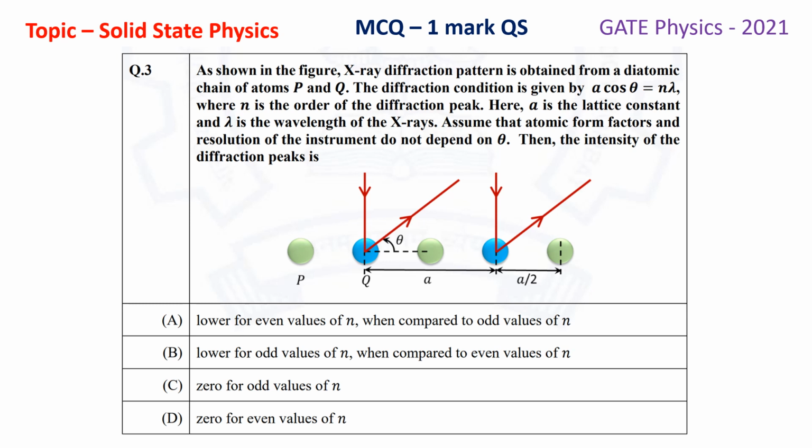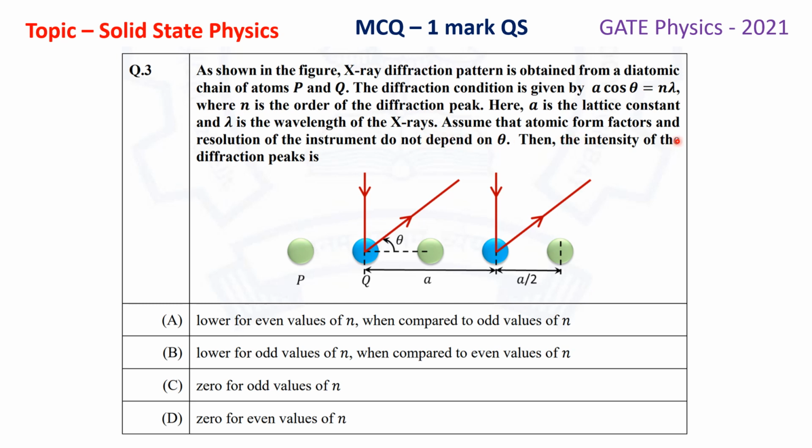This question was asked in the GATE Physics paper 2021. This is an MCQ type 1 mark question, and it was asked from the topic solid state physics. The question is: as shown in the figure, an X-ray diffraction pattern is obtained from a diatomic chain of atoms P and Q. The diffraction condition is given by A cos theta equals n lambda, where n is the order of the diffraction peak. Here, A is the lattice constant and lambda is the wavelength of the X-rays.